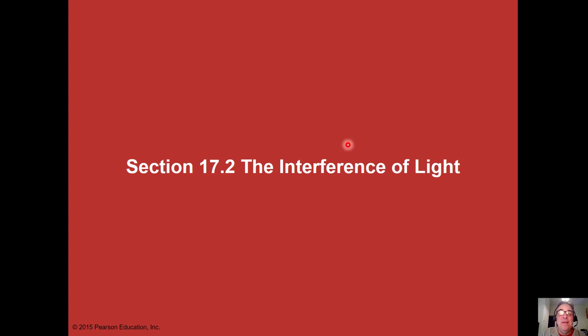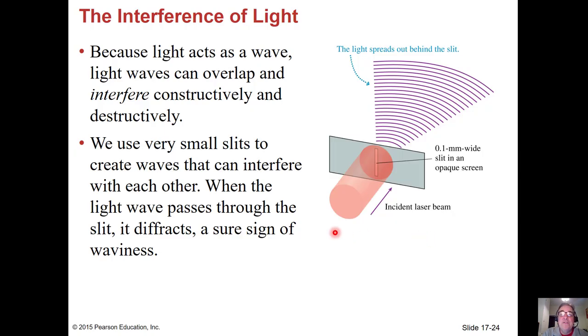Okay, excellent. Next thing we can take a look at is the interference of light. So when light rays interact with other light rays, what happens? Okay, so let's take a look at the interference of light then. So here's light just going through a single slit, and it spreads out. This slit is about 0.1 millimeters wide. Here's the incident laser beam, and this light actually spreads out behind the slit.